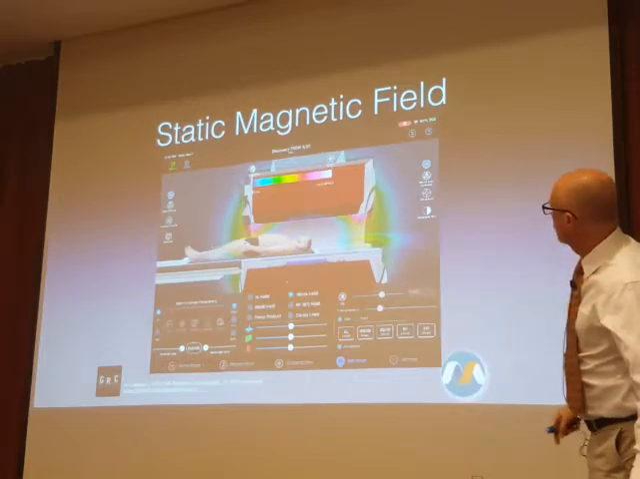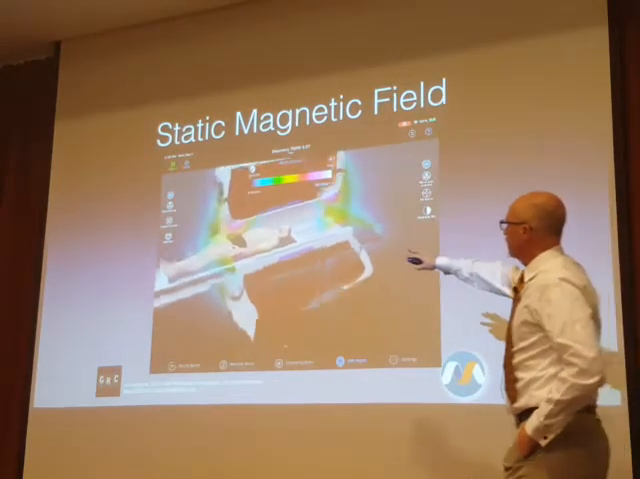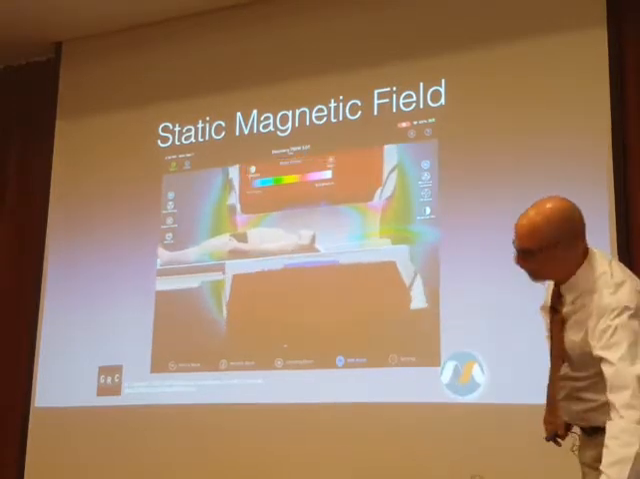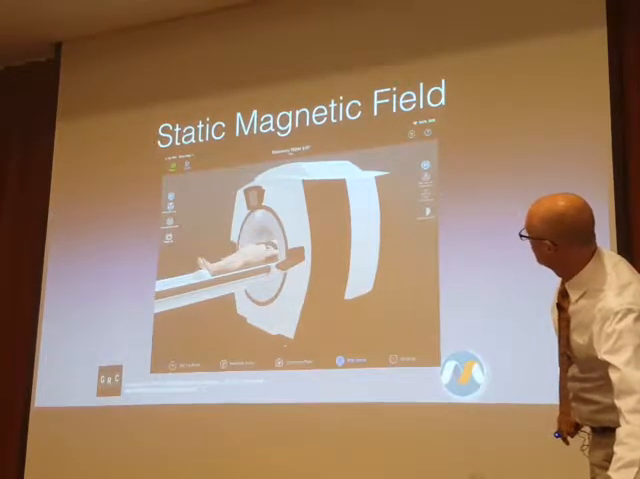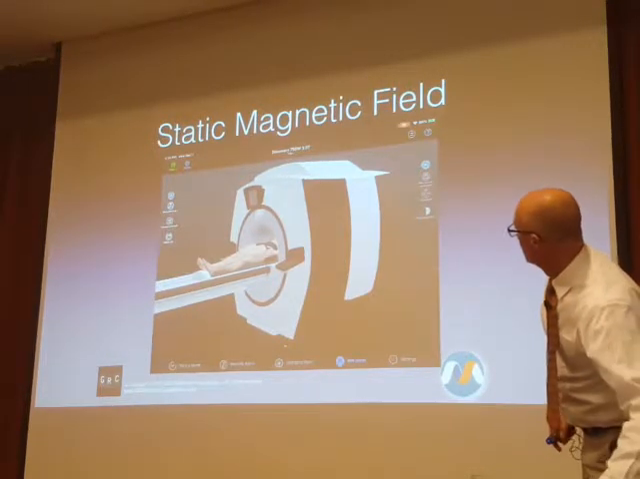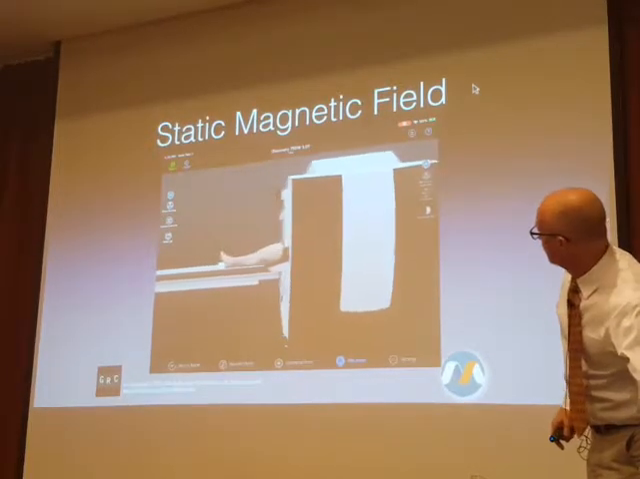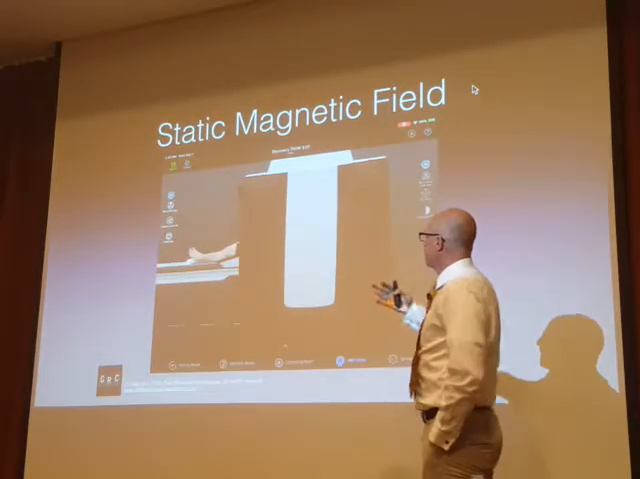And actually, we switched to different views. So this is actually now looking at the spatial gradient. Let's see if I can rewind and replay that video here. Is it playing? Yes. So first we're going to see the static magnetic field, the B sub 0.